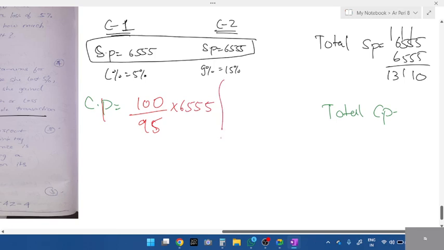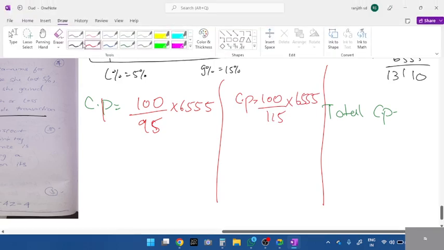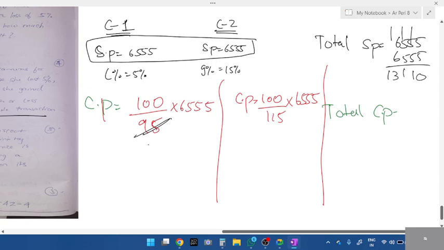And tell me the next one. What do you get? 100 divided by 115 into 6,555. Yes. When you reduce, how many times 5 goes? 19 times. Right? Next. 5 ones are 5, 5 threes are 15. How many times? 1,311. Then what's the cost price, students? Can reduce 1,311 and 19. When you divide, what do you get?